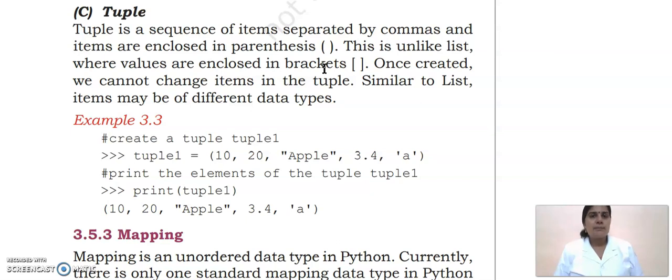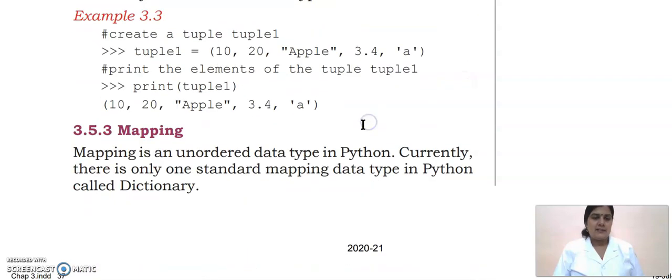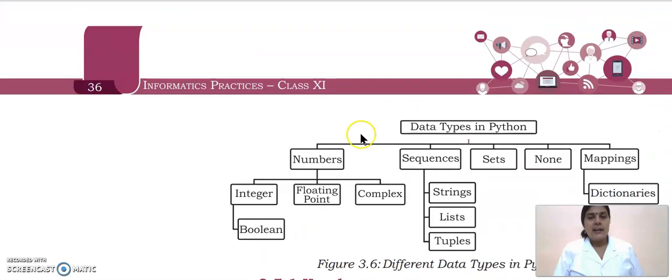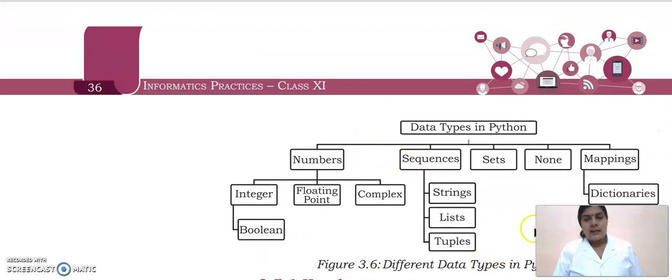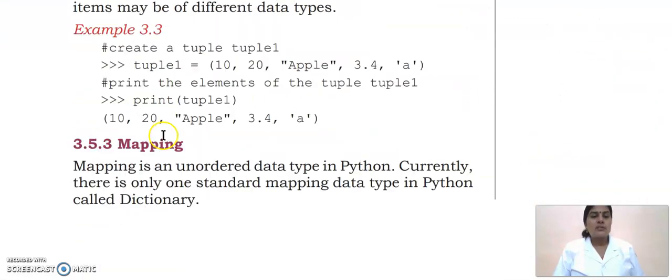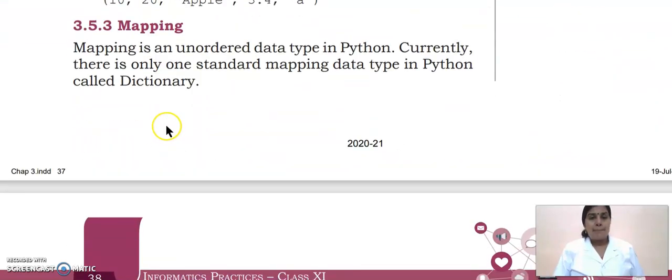This is known as mutability. List is mutable, but tuple is not mutable. Mutable means in a list we can change the value after creating the list, but in a tuple we cannot change the value after we create it. So these are examples for tuple, which is enclosed in parentheses. This is the second data type. We already studied numbers and sequences. Then there are sets, mappings, etc.